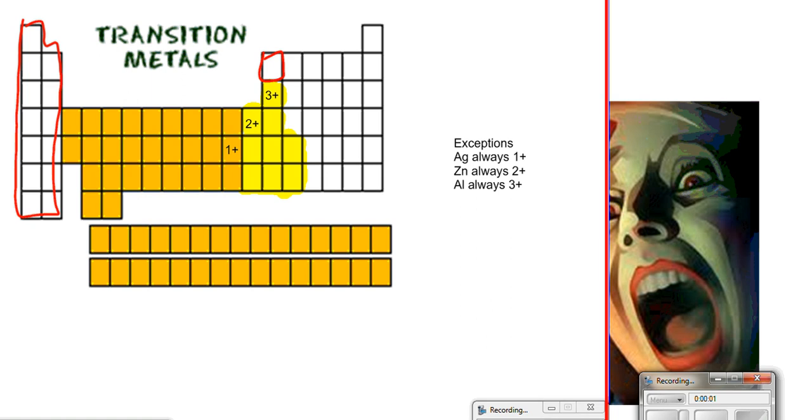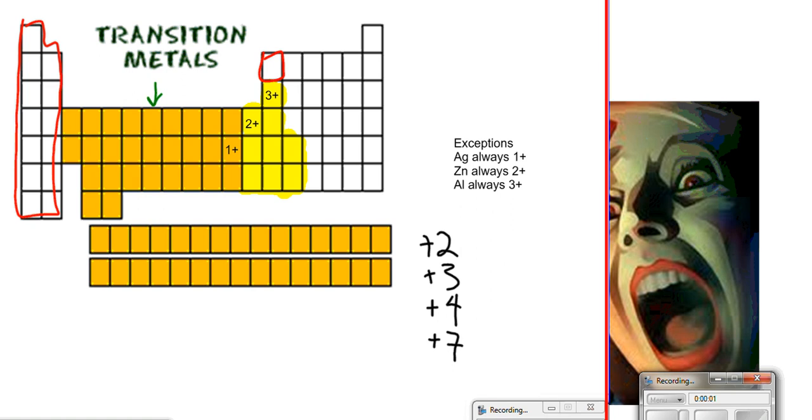The transition metals have more than one oxidation state because they have d orbitals where they can pull electrons from. For example, manganese has 3 different oxidation states. It can be +2, +3, +4, or +7.